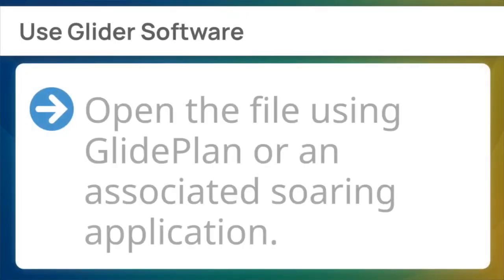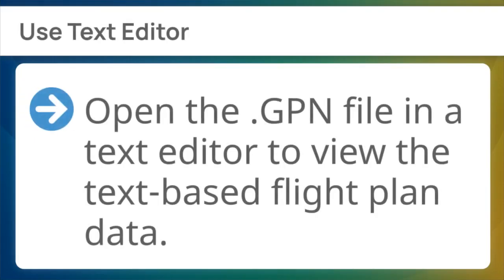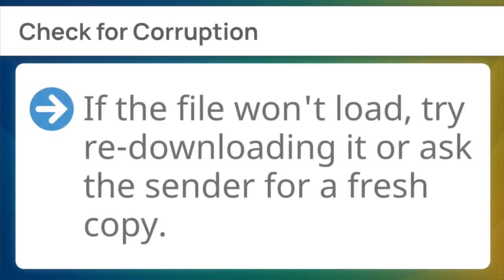First, use glider software. Open the file using GlidePlan or an associated soaring application. Next, use a text editor. Open the .gpn file in a text editor to view the text-based flight plan data. Finally, check for corruption. If the file won't load, try re-downloading it or ask the sender for a fresh copy.